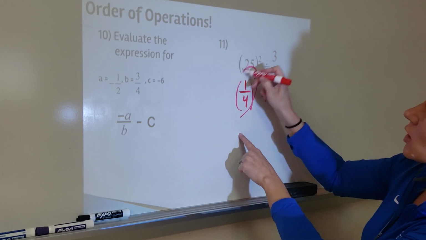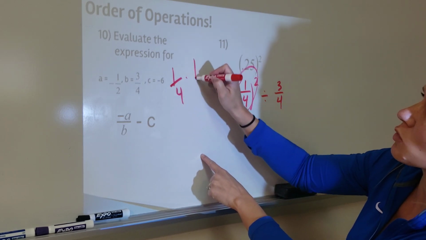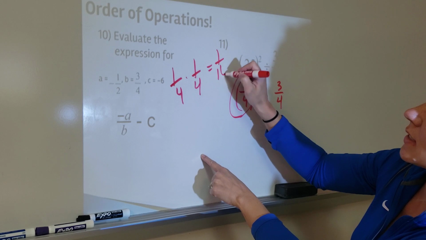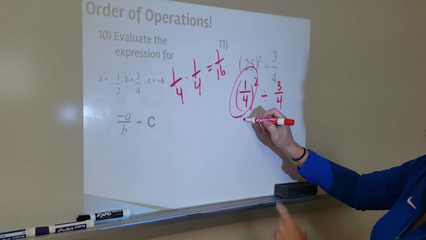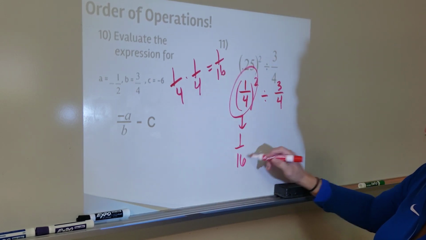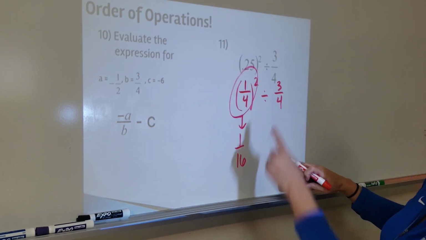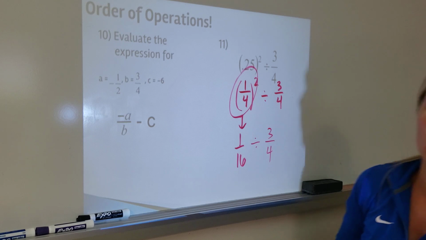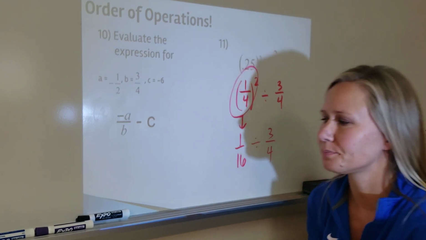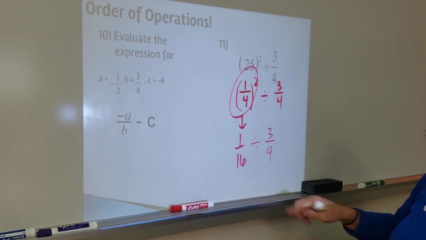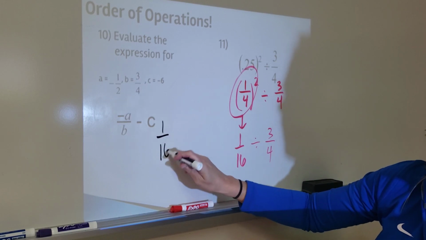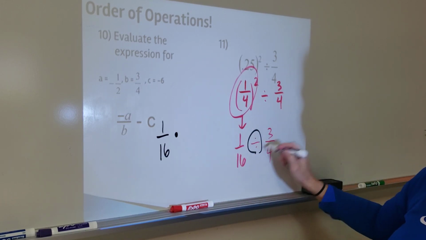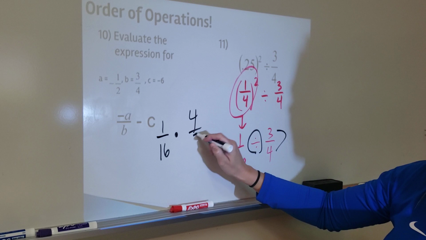Remember, when I do the exponent first, write it out. 1/4 times 1/4 would be 1/16. So right here, this is going to change to 1/16. Remember, when you get those exponents, write it out. Divided by 3/4. All right, now go ahead. Keep, switch, flip. So I keep the first one, 1/16. I switch this to multiply, and then I'm going to flip to 4/3.